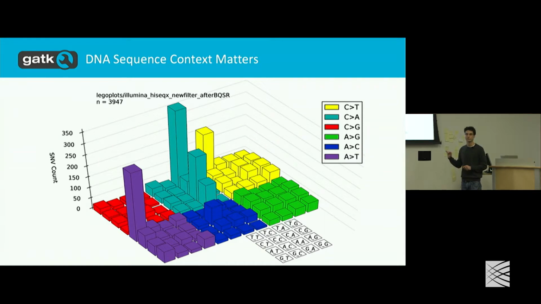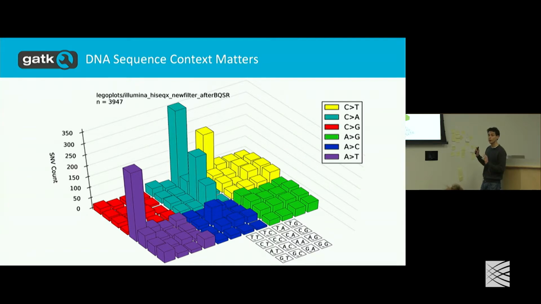How many people have seen Lego plots before? Okay, great. So you know how to read it. If you haven't, the colors indicate what the SNP or what the mutation was at a particular site. The boxes within each color indicate what the neighboring base was on each side of that pointwise mutation. So this corner is an A to G SNP that was surrounded by 2 T's.